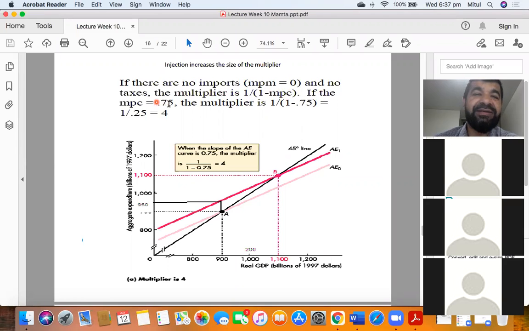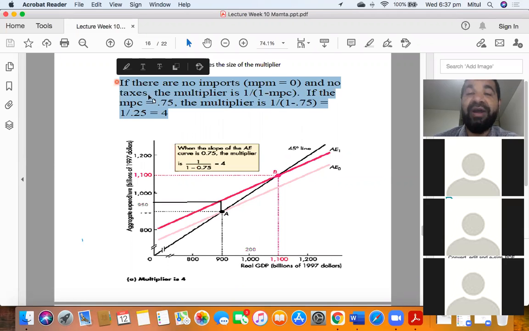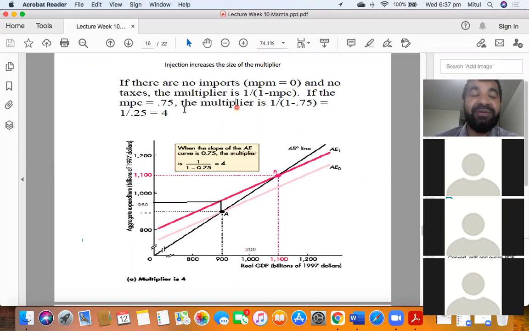If the MPC is 0.7, the multiplier is 1 divided by 1 minus 0.7, which is about 3.3 times. See that? It has an impact of multiple times. If the marginal propensity to consume is 0.75, it means the marginal propensity to save is 0.25. See, 4 times it will be.